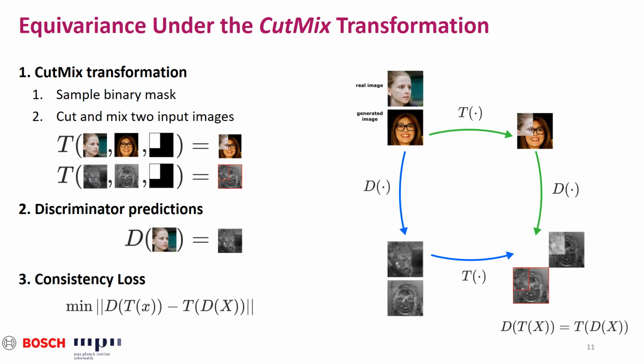Given a decoder function D and the CutMix transformation T, equivariance under the CutMix transformation means that the order in which D and T are applied should not matter. Hence, we can enforce equivariance through a consistency loss. The consistency loss minimizes the L2 distance between the decoder prediction of the CutMix image on one side and the CutMix of the decoder prediction of the two individual images on the other side.